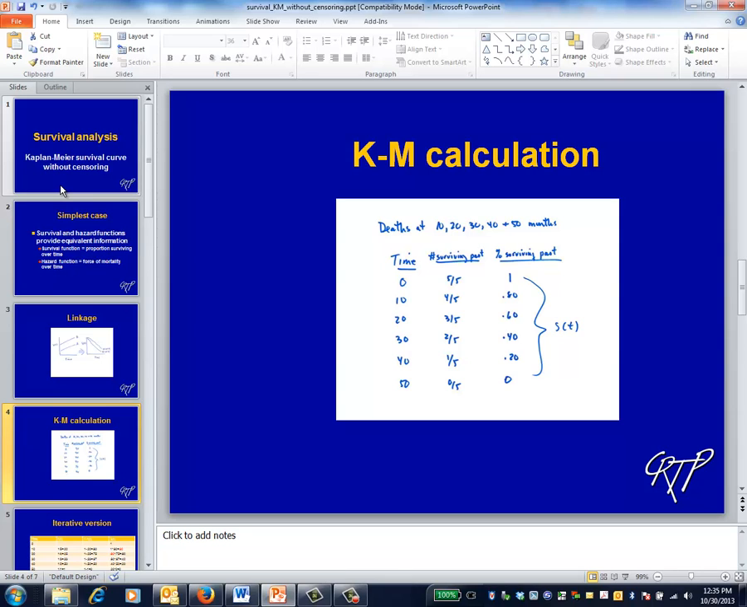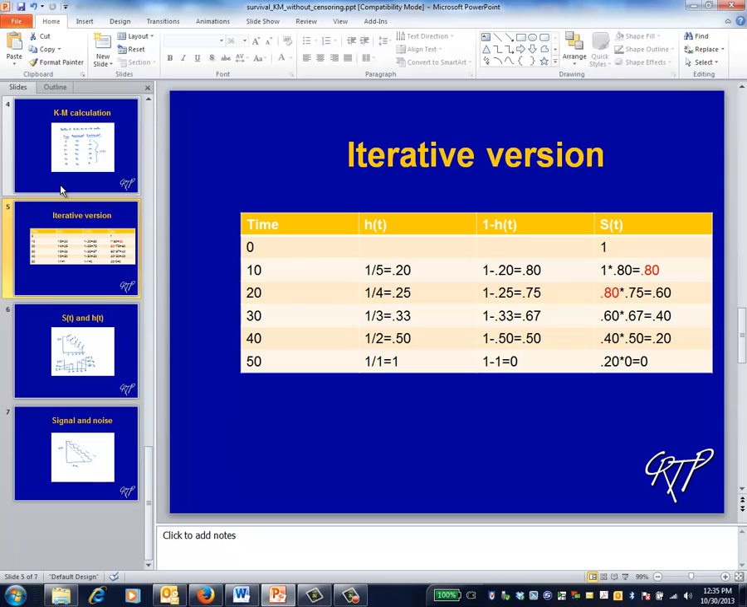Since the first death occurs at t equals 10 months, exactly 4 out of 5 patients, or 80%, survive beyond 10 months. Thus, S of 10 is 0.80. Similarly, since the second death occurs at t equals 20 months, exactly 3 out of 5 patients, or 60%, survive beyond 20 months, and so forth. The proportion of patients surviving beyond time t is exactly the construct that you're looking for.